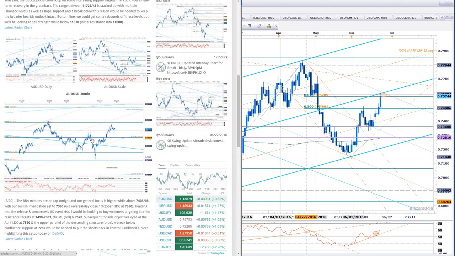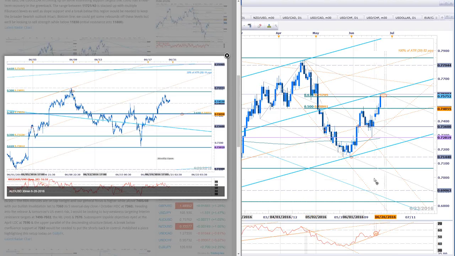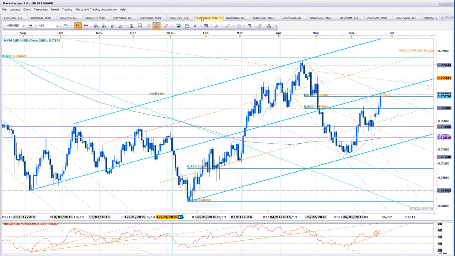Here's what it looked like on the scalp earlier in the week. Here's what it looks like on the scalp now.